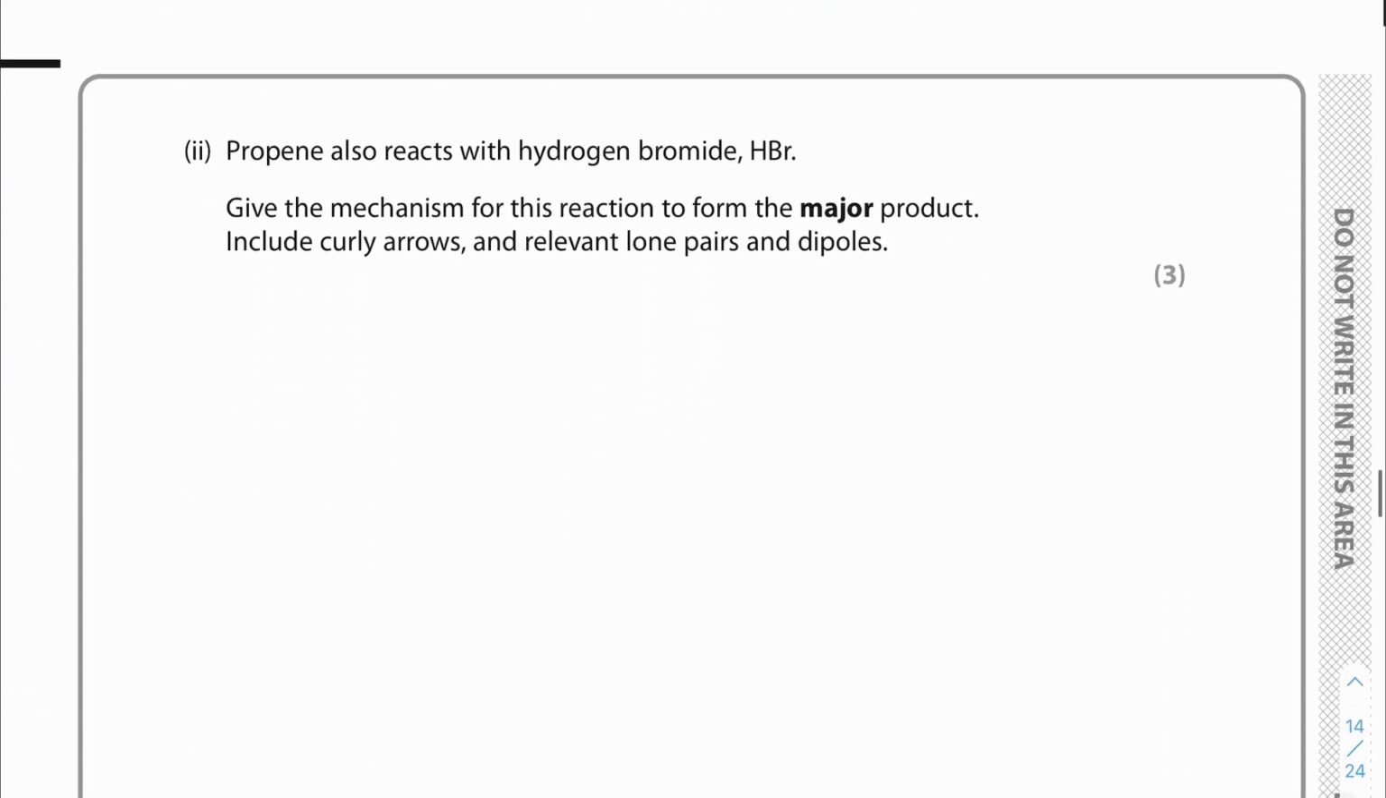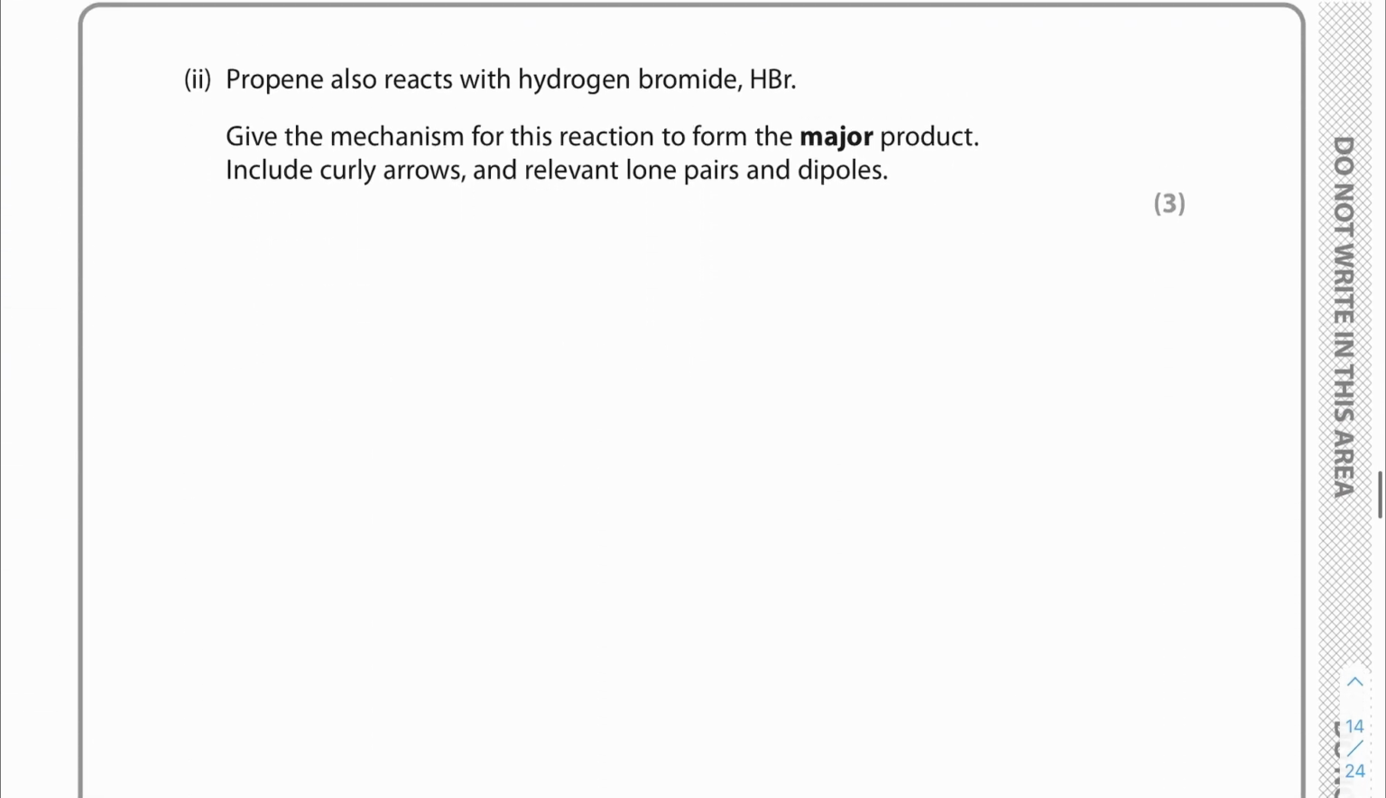Let's move on to part 2. So propene also reacts with hydrogen bromide. Give the mechanism to form the major product, include curly arrows and relevant lone pairs and dipoles. So let's draw it. We have our double bond C, and our hydrogen and our CH3 and our hydrogen here. We know that the double bond comes out, right? And it reacts with our HBr.